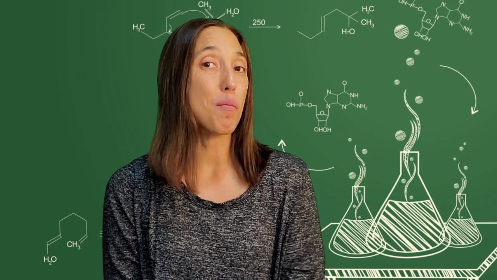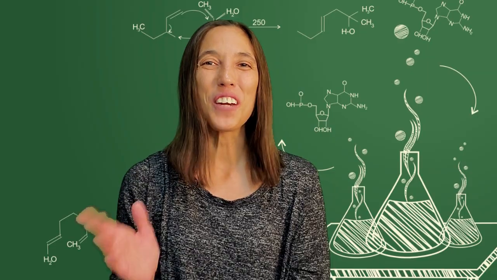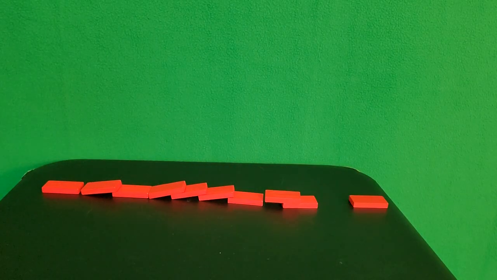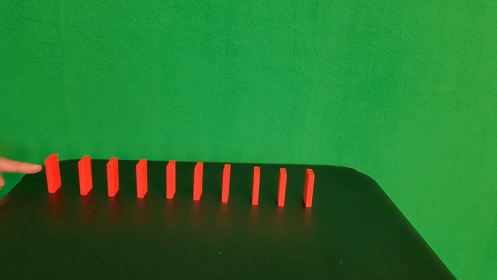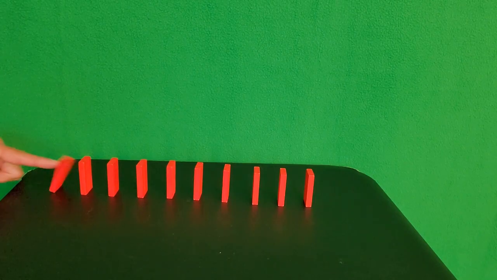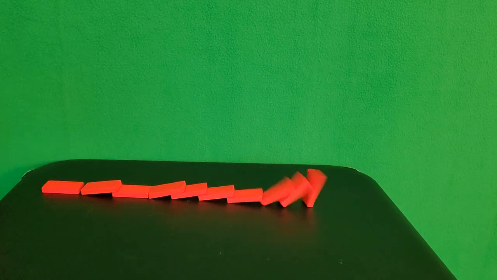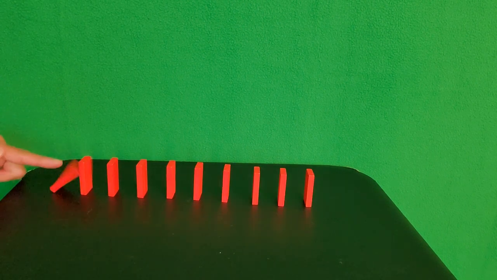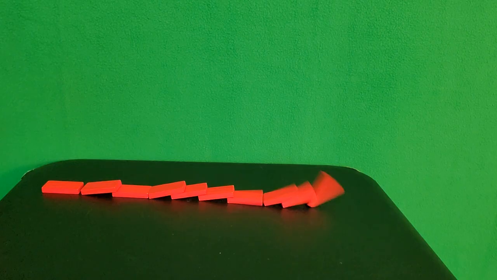Now that we have a hypothesis, we are going to test it by performing the experiment. Let's see what happens when I knock over the first domino. Here we go. Wow! So let's see this again in slow motion. The first domino knocked over the second domino in line, which knocked over the next one, and the next one all the way to the end. The energy transferred and passed through each item.